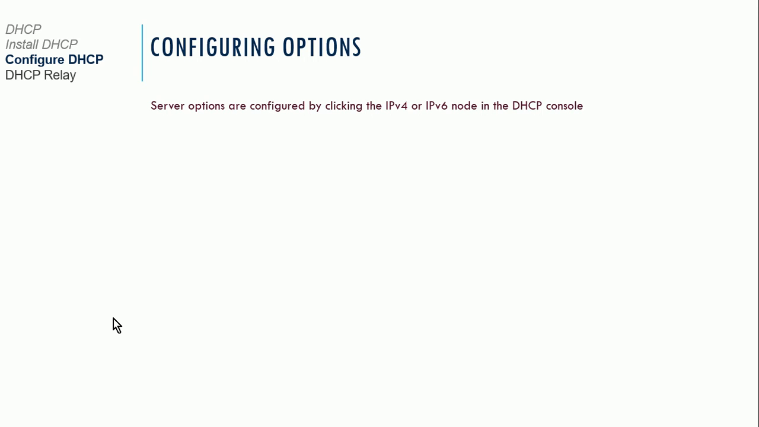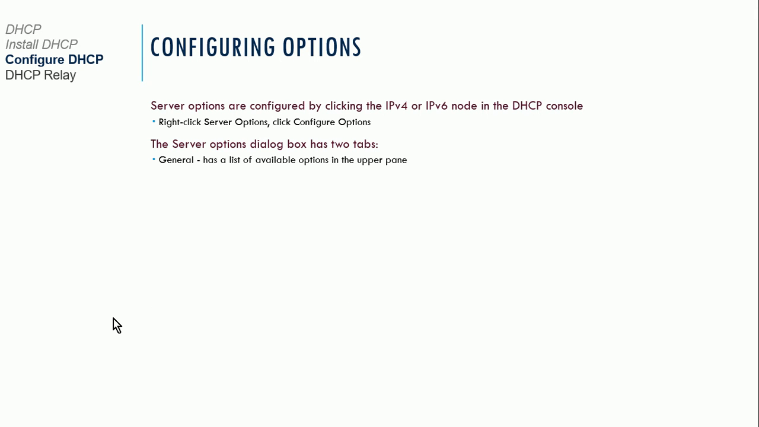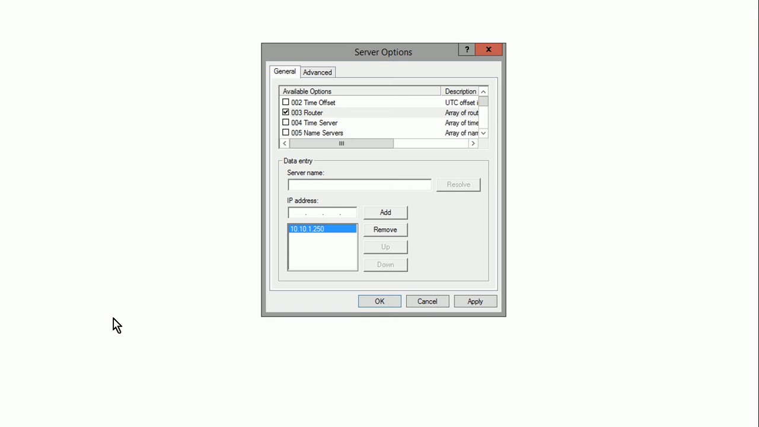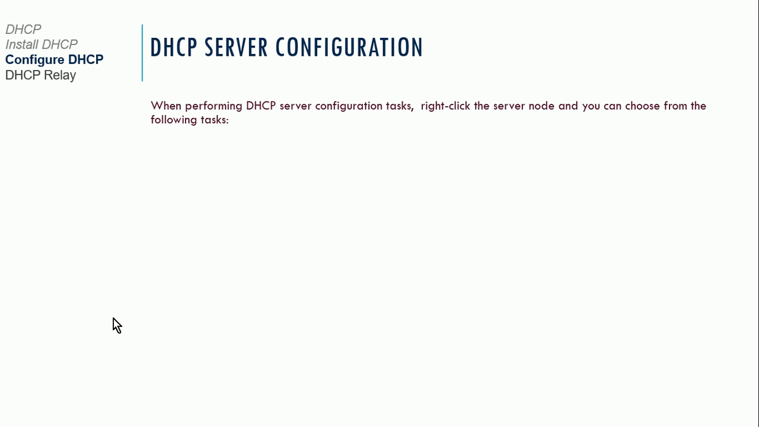So server options are configured by clicking the IPv4 or IPv6 node in the DHCP console. You're going to click on it, then right-click on server options, and you can configure the options. In the server options, you have a general list of options, and in the upper pane, you have some advanced options. This is what it looks like. General options are the general DHCP options, and then you have the advanced tab.